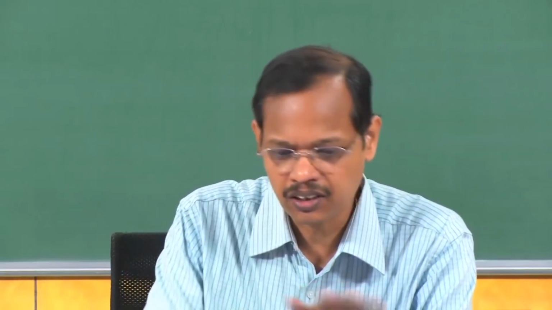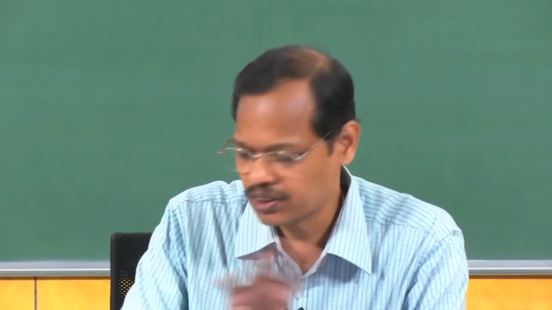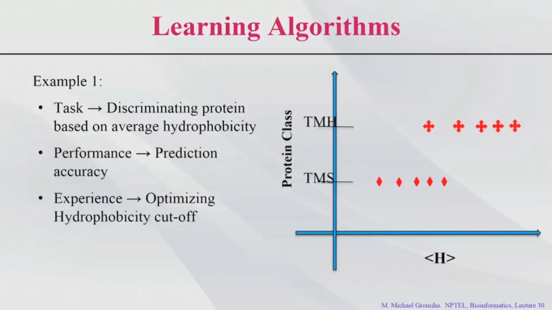So, that depends on your problem, you can choose different types of algorithms. Here I give a few examples. The first task is to discriminate proteins with any feature. For example, here I used a very simple feature, hydrophobicity, which is only one value. Using this one value, how can we discriminate two types of protein?